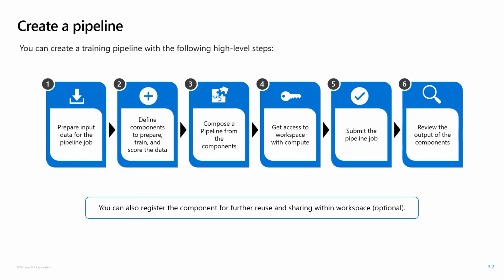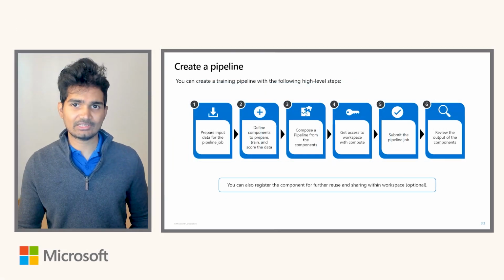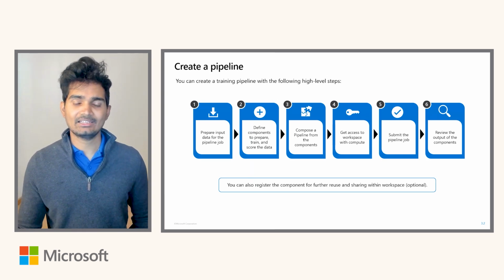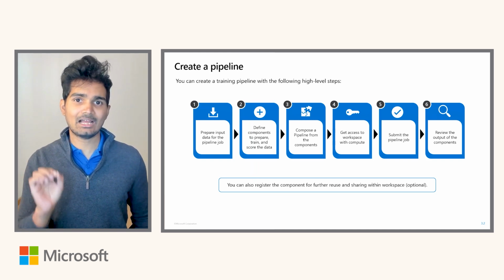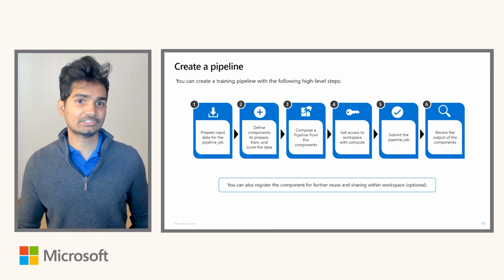Submit your assembled pipeline for execution, and once the job is complete, review the output of the components. You can also register the component for further reuse and sharing within your workspace. This step is optional, but recommended for efficiency.